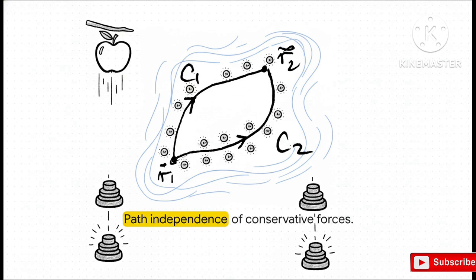Whether you take a straight, direct route or a wildly winding, chaotic detour, the total work done by the force field is exactly the same by the time you reach the destination. Gravity is a perfect example of this path independence. It doesn't care if you took the scenic route, it only cares about your starting altitude and your ending altitude.